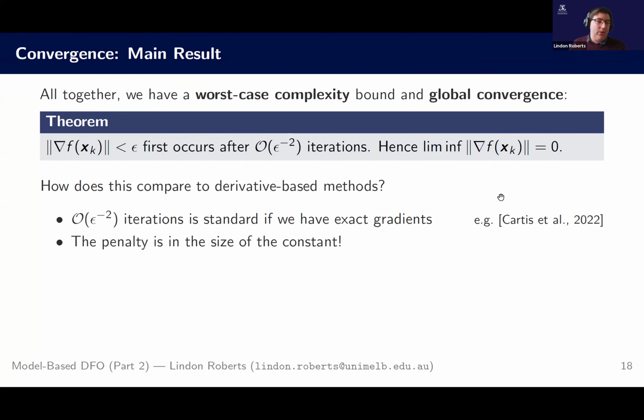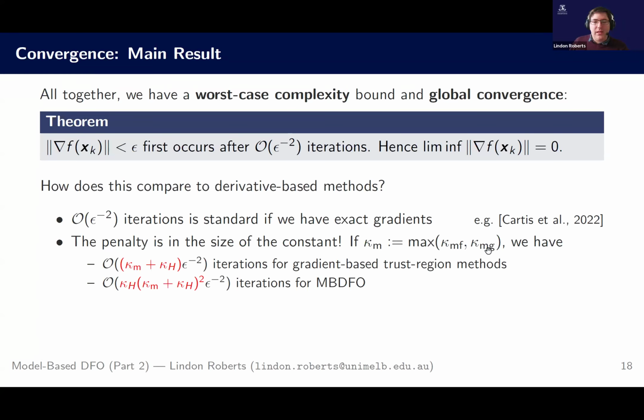However, there is a penalty for losing access to derivatives, and that comes from the constant that's hidden inside this big O. So if I expand things out, let's use kappa m here to mean the largest of our fully linear error bounds. Then what you get is, if you've got a gradient-based trust region method, the constant is relative to the model error plus the Hessian upper bound. For derivative-free, it's that constant, the kappa m plus kappa h, now squared, and there's an extra factor of kappa h out the front as well. So the constant is worse.